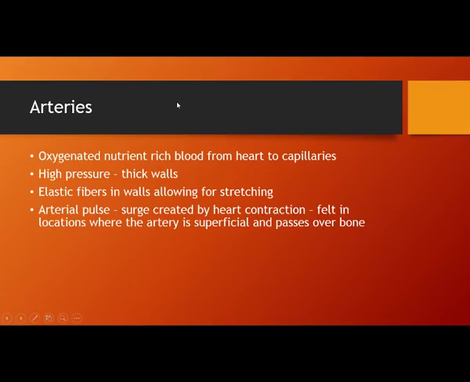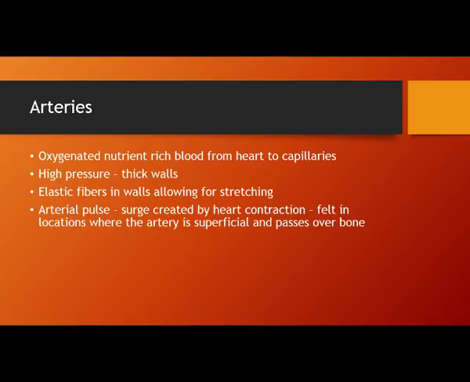Chapter 22 pertains to the peripheral vascular system. The components of the peripheral vascular system, the main components are arteries, veins, arterioles, venules, capillaries, and of course the lymph system as well, the capillaries, lymph nodes.